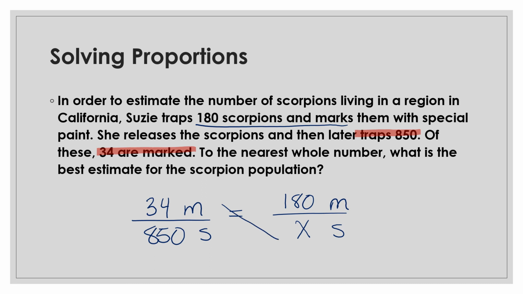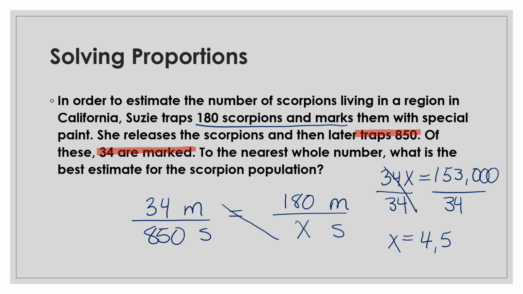So 34 multiplied by x is 34x. And then you would do 850 multiplied by 180, which is 153,000. You would divide by 34 on both sides of your equation. And 153,000 divided by 34 is 4,500.